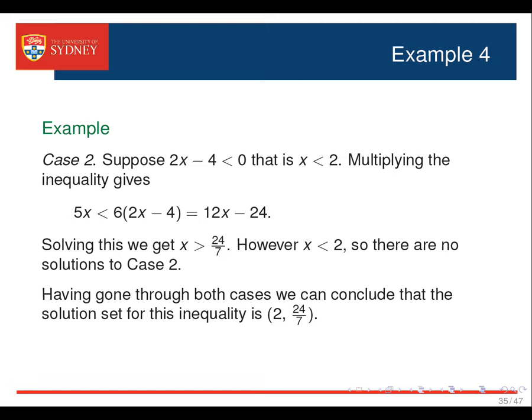Now, we need to combine the solutions of both cases. In the first case, we found that if x lies between 2 and 24 over 7, then it satisfies the inequality. And in the second one, we found no solution. So combining these two, we get that our final solution is between 2 and 24 over 7.